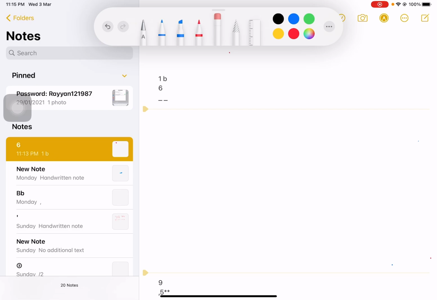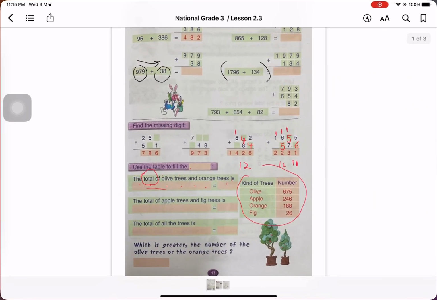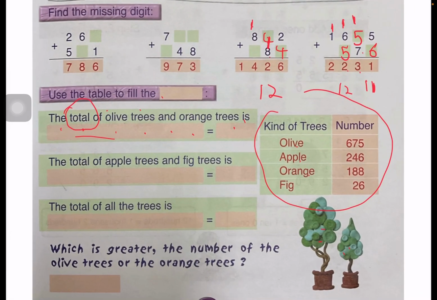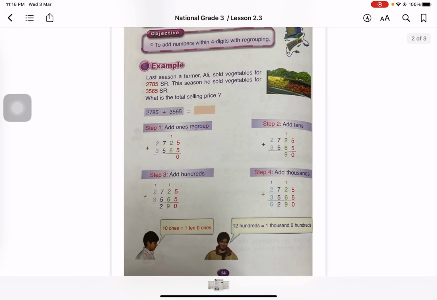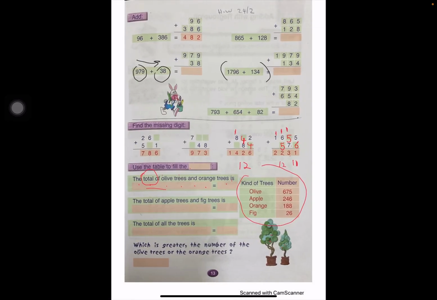Now, the question said, what is the total of olive trees and orange? Let's go to the table and tell me how much is the olive trees. Olive يعني زيتون. Okay, how much? It is 675. And how much is the orange tree? 188. And we said that if they are asking about total, it means we are going to add.